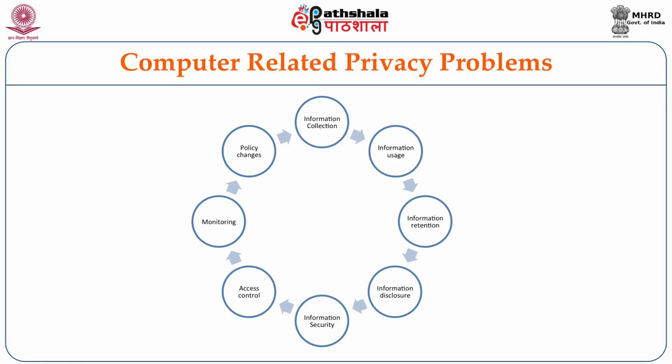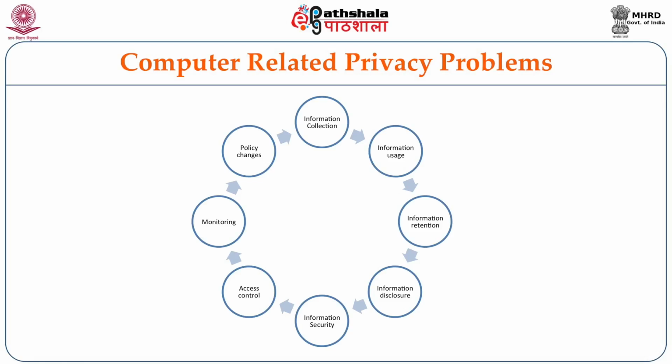Information usage. Information is usually used only for specified purposes. For example, there may be a book which can be used for academic purposes, but it cannot be used for selling. Information retention. The data are retained for a certain period of time. Then comes information disclosure. Data are disclosed to only a set of authorized people.